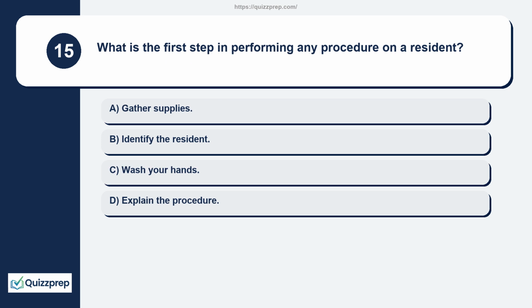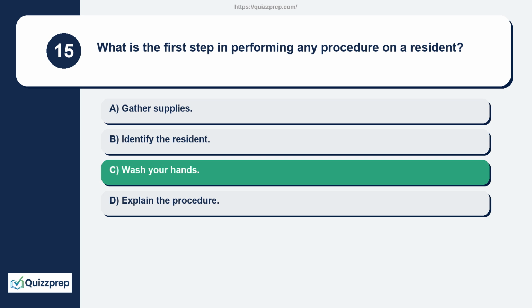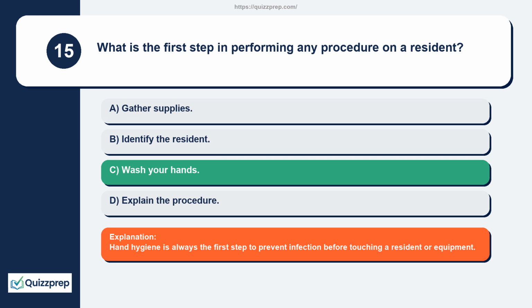Question 15. What is the first step in performing any procedure on a resident? Gather supplies. Identify the resident. Wash your hands. Explain the procedure. Hand hygiene is always the first step to prevent infection before touching a resident or equipment.